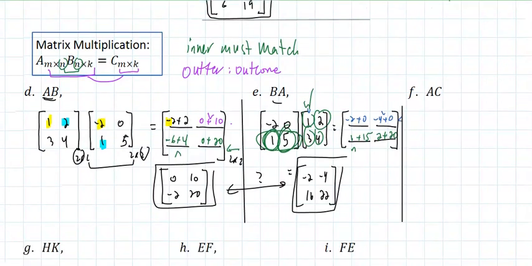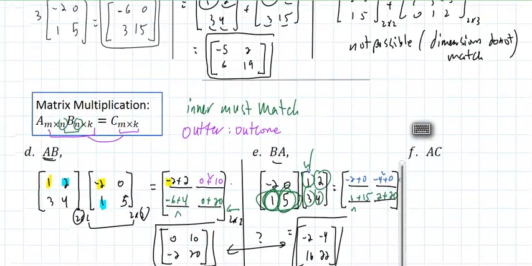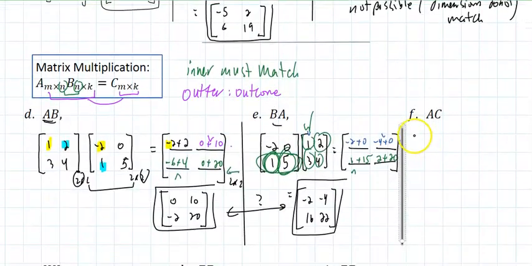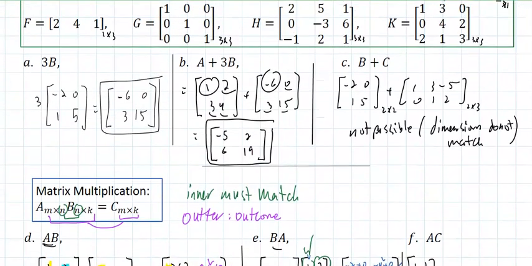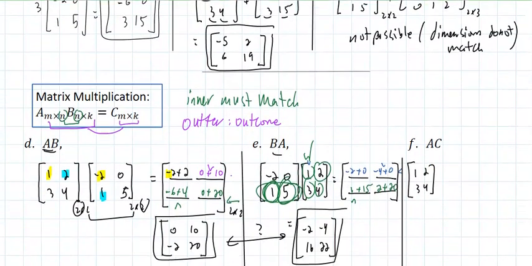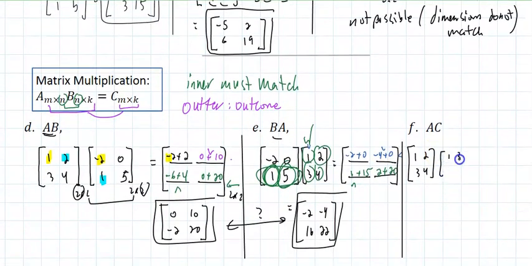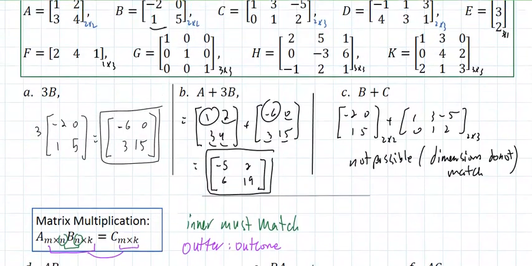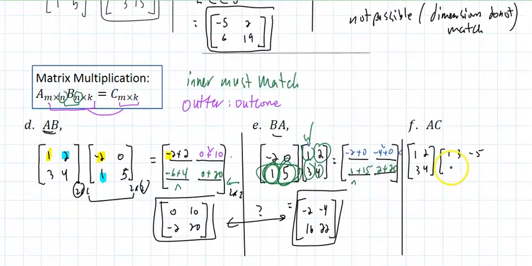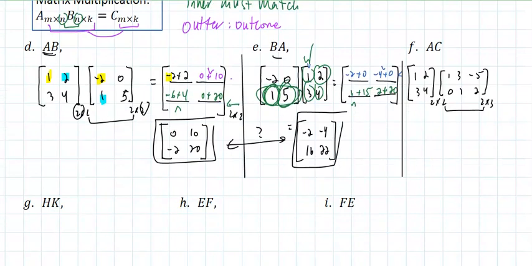And if I look for AC and see how that works, so A is 1, 2, 3, 4. C, 1, 3, negative 5. Zero, 1, 2. This is 2 by 2. This is 2 by 3. That matches. And the outcome is a 2 by 3.